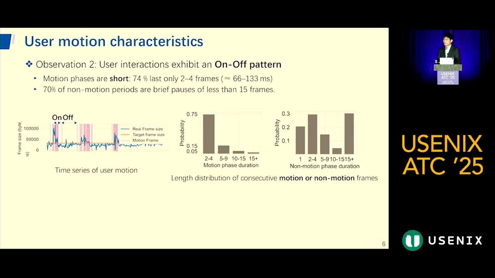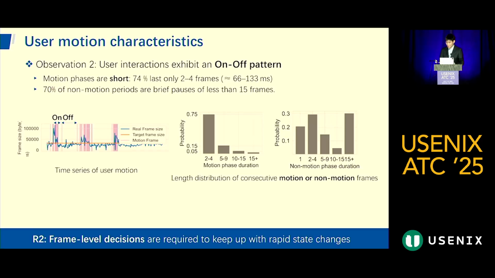So what does this mean for system design? Because the user's state can change within a few frames, the rate controller must react at frame level.